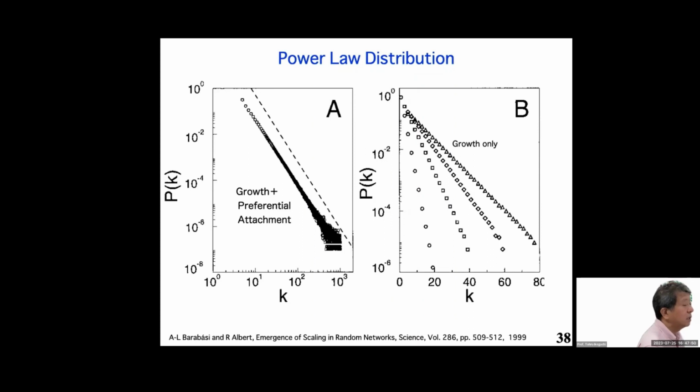So you can see that if you introduce two properties, growth and preferential attachment, on the left, both logarithmic axes give straight lines, which indicates that P(k) has a scale-free property.